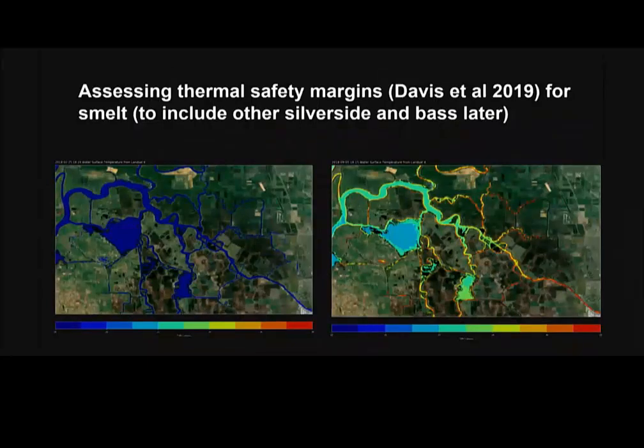So here's just a quick snapshot, one from winter, one from summer, and you can see in that right panel figure that there are a lot of areas in the yellow to red, which is approaching the maximum thermal tolerance of the delta smelt.